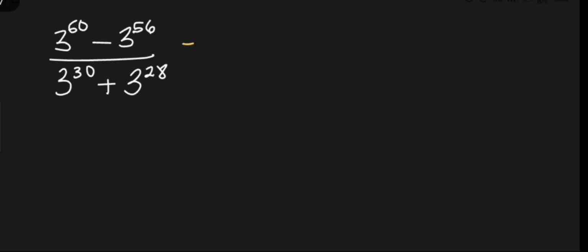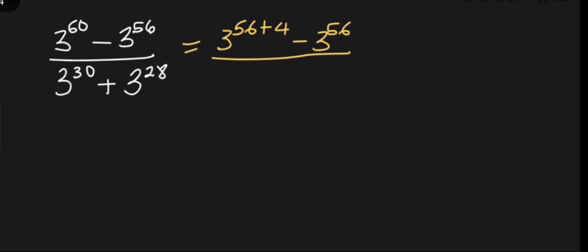To simplify this, 3 to the power of 60 minus 3 to the power of 56 in the numerator, we try to get 3 to the power of 56 from 60. And that means we'll be having 3 to the power of 56 plus 4, and that's minus 3 to the power of 56. A similar thing is done in the denominator, where 3 to the power of 30 is expressed as 3 to the power of 28 plus 2, and that plus 3 to the power of 28.